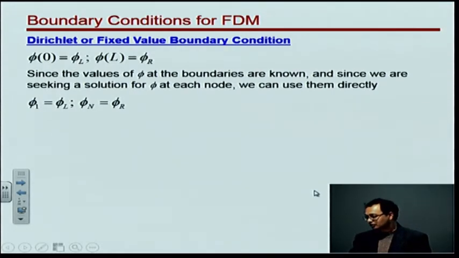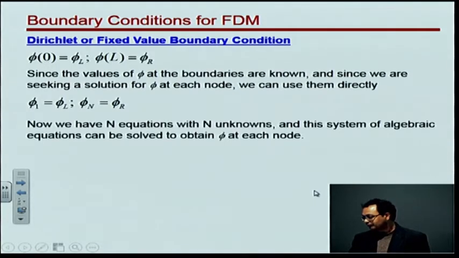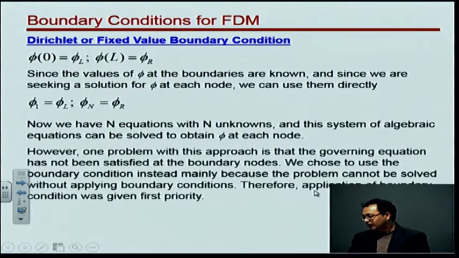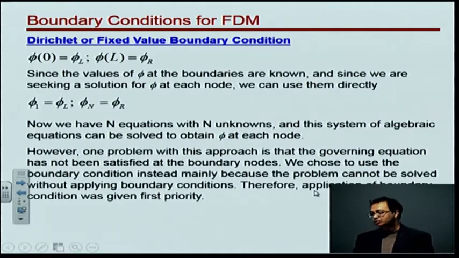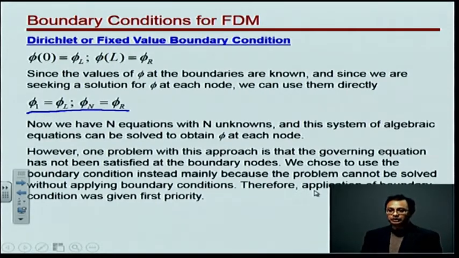So therefore, we have now n equations with n unknowns. As I said, we already had n minus 2 equations. We now added these two equations right here. And therefore, we have n equations with n unknowns that we can solve.